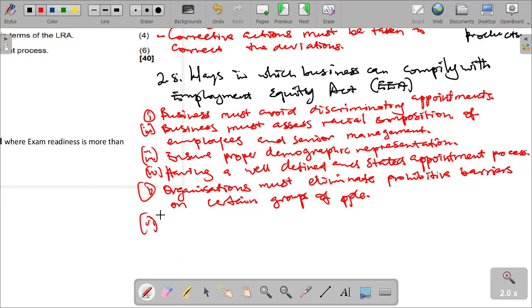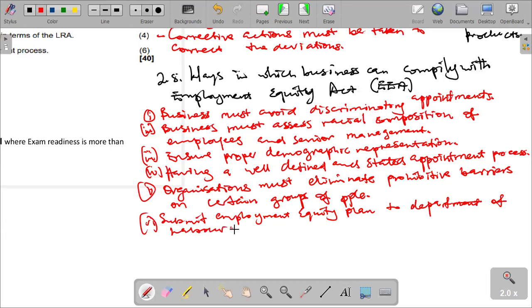We can as well understand that organizations must also submit the employment equity plan to the Department of Labor, in order to make sure that they comply. They must submit the employment equity plan to the Department of Labor.